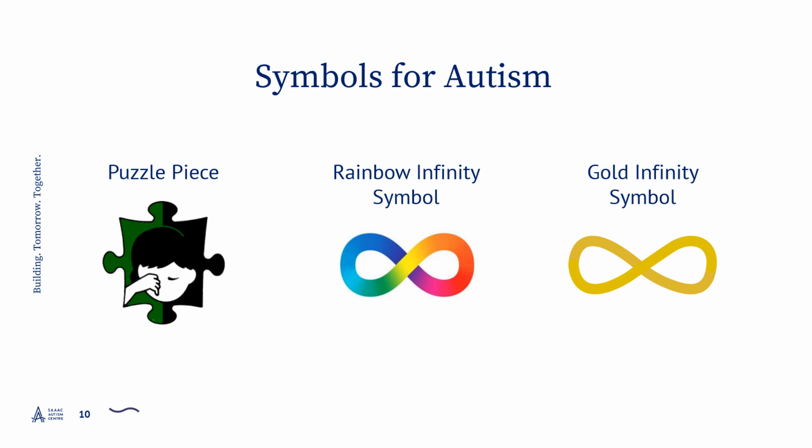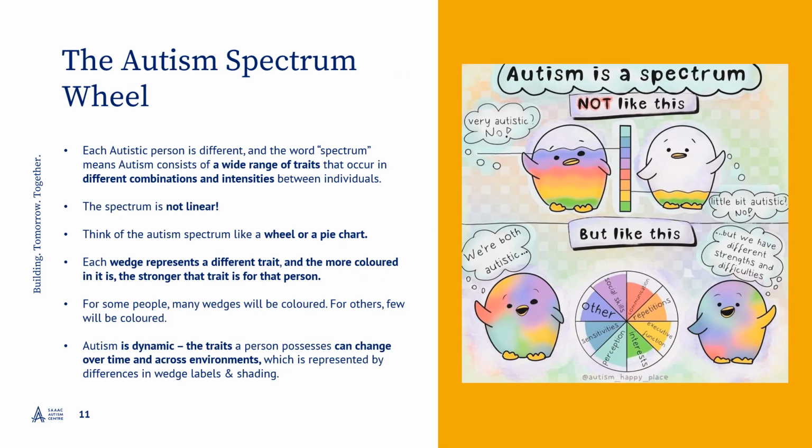The gold infinity symbol is meant specifically to represent and foster inclusivity and acceptance of autistic people. You might have heard that autism is a spectrum, but what does this mean? Well, each autistic person is different, and the word spectrum means that autism consists of a wide range of traits that occur in different combinations and intensities between individuals. And get this, the spectrum is not linear.